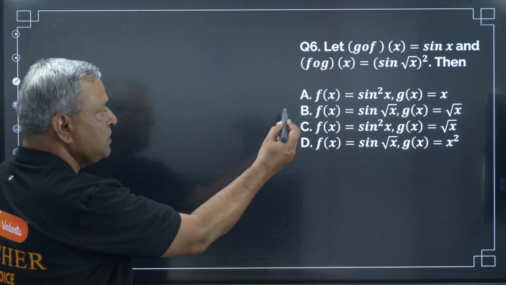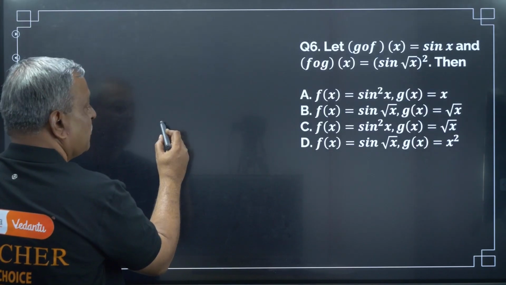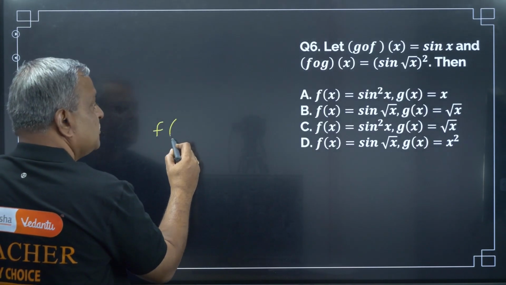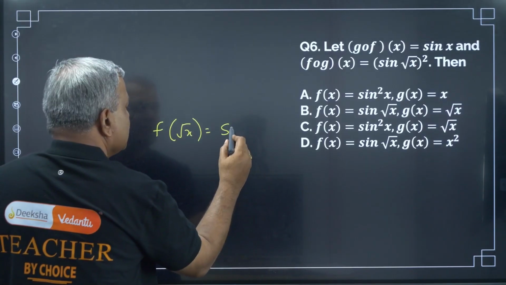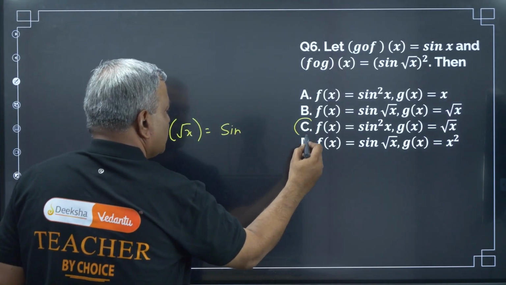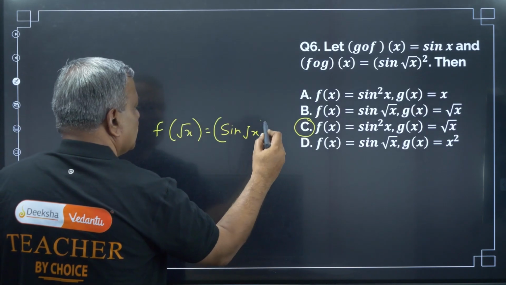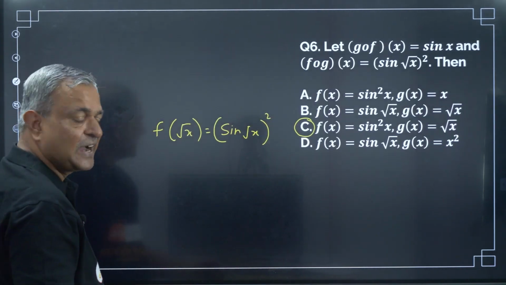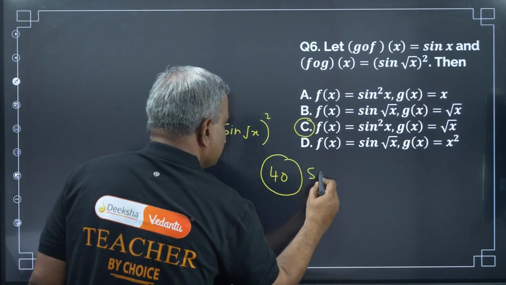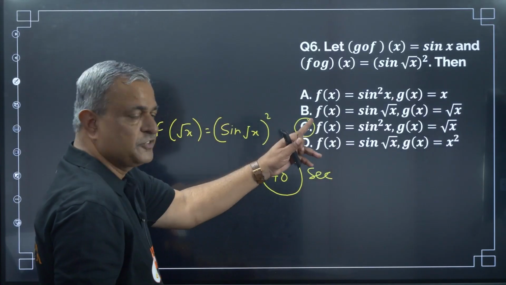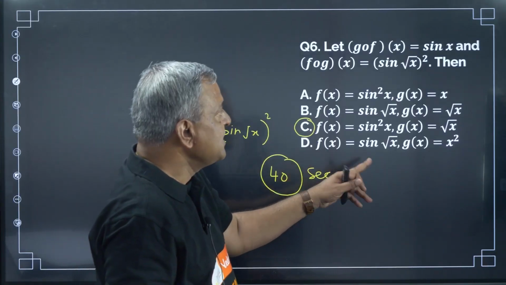Next, this one. If you keep on doing ABC, what happens? This is f of g of x. f of g is how much? Root x. And what is f doing? Sine. Option C, I'm checking it: sine of root x whole square. That only they gave. So it takes hardly 40 seconds. Why I have allocated 40 seconds is that you have to check one by one.